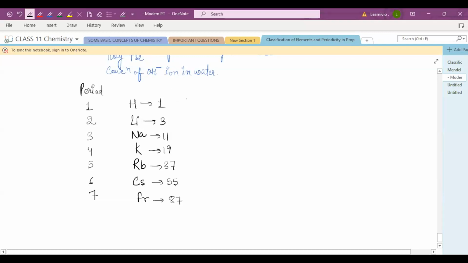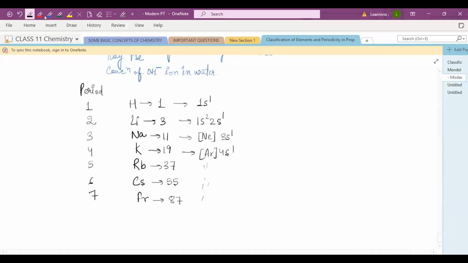If you write down the electronic configuration of these, it's 1s1 for hydrogen, 1s2 2s1 for lithium. I'm writing the noble gas electronic configuration: neon 3s1, argon 4s1, and accordingly you can write the electronic configuration of all of these. Simply you can see there is only one valence electron.